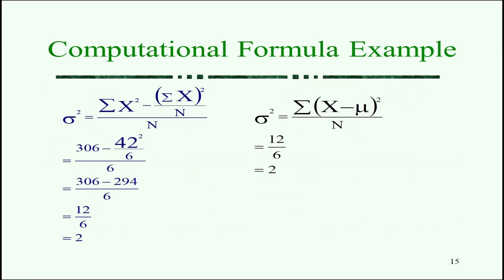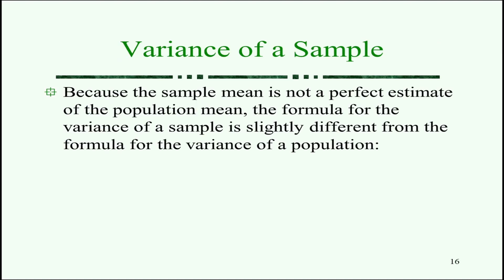So to find the variance, we have two formulas. One is summation x squared minus (summation x) the whole squared divided by n, the whole thing divided by n. Just substitute the values: summation x squared is 306 and summation x squared is 42 squared divided by 6, the whole thing divided by 6. We get the answer 2. And we have one more formula, summation of (x minus mu) the whole squared divided by n, which is easier than the previous one, that is 12 by 6, and easily we get 2.